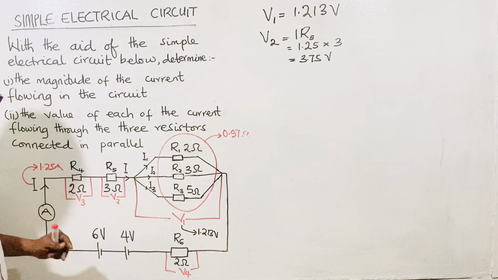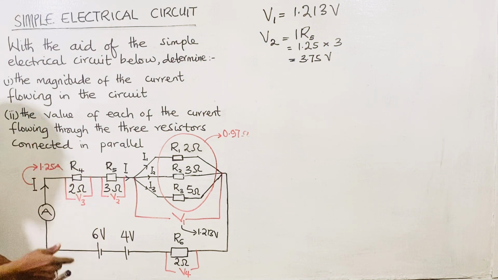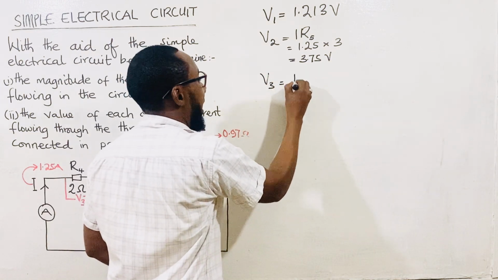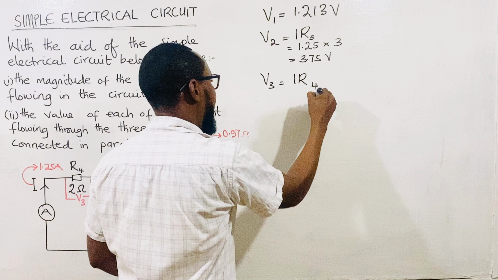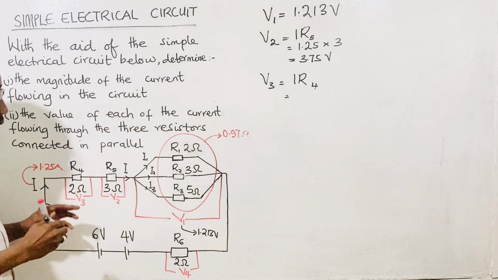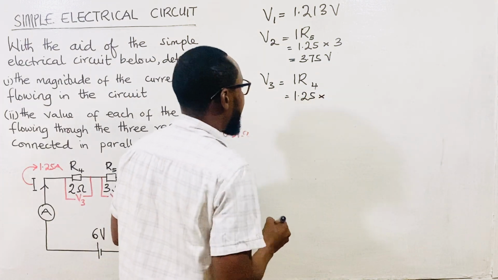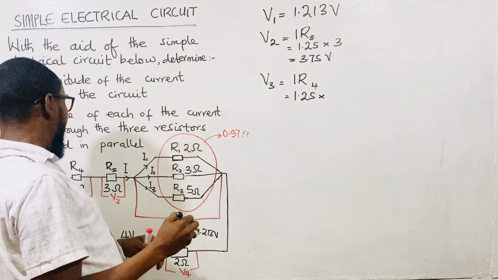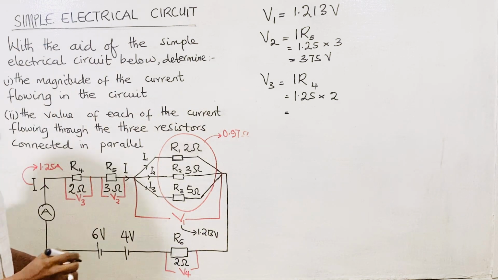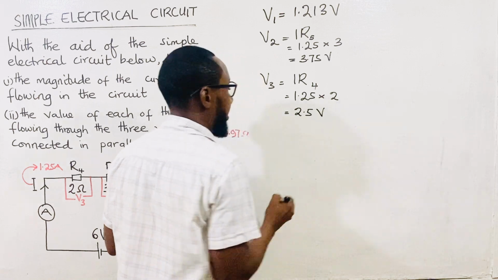That's our V2. Now our V3, the potential difference across resistor 4. Alright? So V3 is IR4. So the current multiplied by the resistance of resistor 4. So the current 1.25 amperes multiplied by the resistance of resistor 4, which is 2 ohms. So what does that give me? That gives me 2.5 volts.